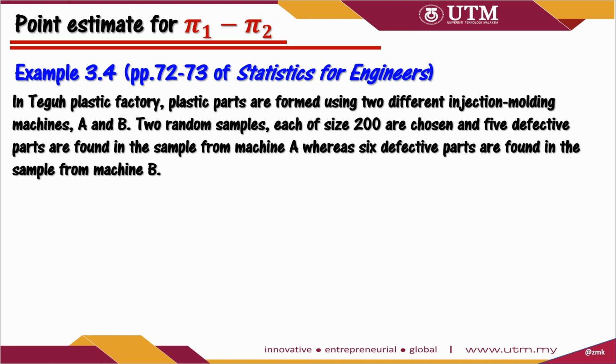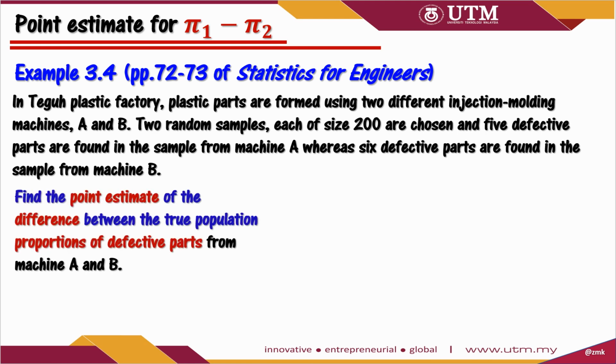Here we have the question. In Teguh Plastic Factory, plastic parts are formed using two different injection molding machines, A and B. Two random samples, each of size 200, are chosen, and 5 defective parts are found in the sample from machine A, whereas 6 defective parts are found in the sample from machine B. The question we want to address here is, find the point estimate of the difference between the true population proportions of defective parts from machine A and B.